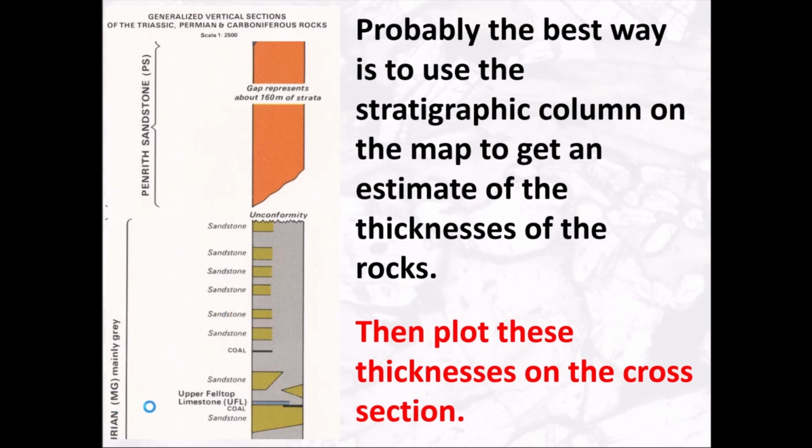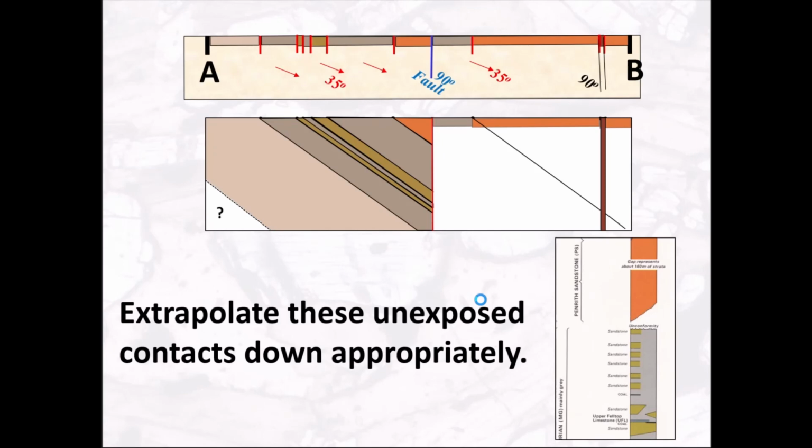We can also do the same thing for the millstone grit and for the underlying coal measures, and then we can plot these thicknesses on our scaled cross section. If we were to do that, and it might take a little bit of mathematical working, we could then plot on our remaining contacts, showing them as dashed lines to show that we're aware that there's some level of interpretation about this.